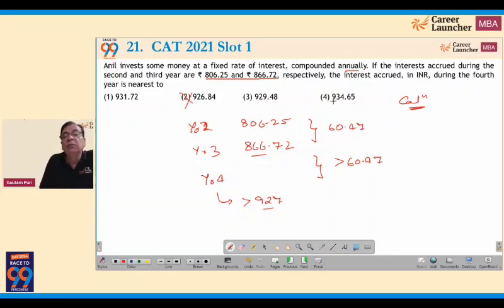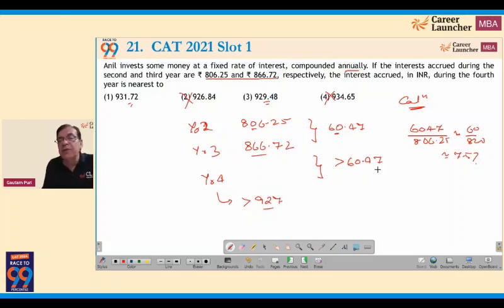This is wrong. This is very high. The answer will be either of them. Why? Which one? Again, 60.47 is the interest received on 806.25. Can I say approximately this is 60 upon 800, which is approximately 7.5%? So all I need to do is add 7.5% to this.